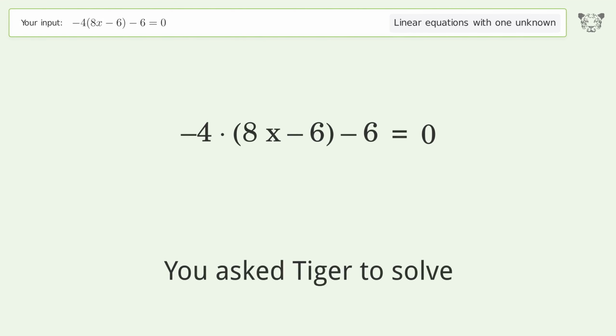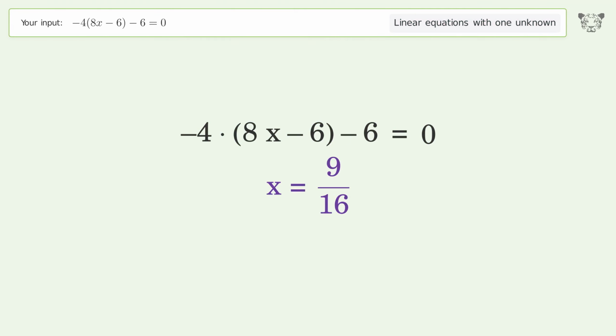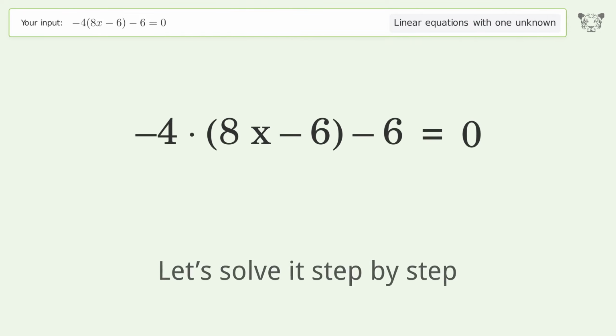You ask Tiger to solve. This deals with linear equations with one unknown. The final result is x equals 9/16. Let's solve it step by step.